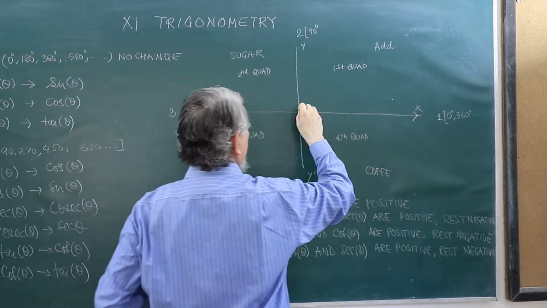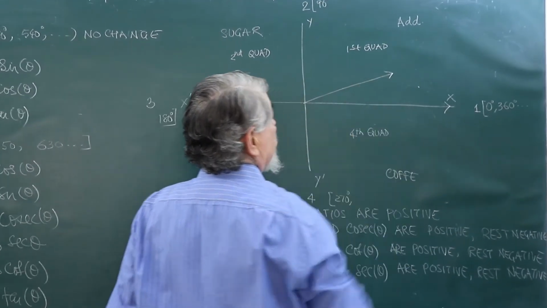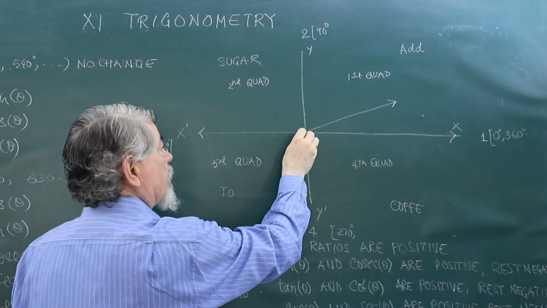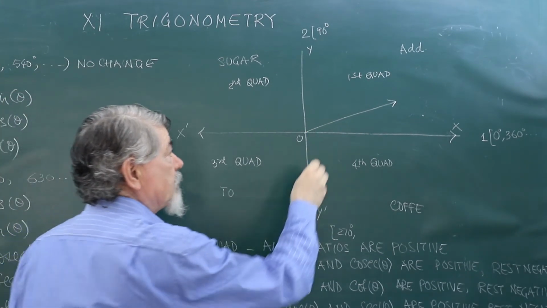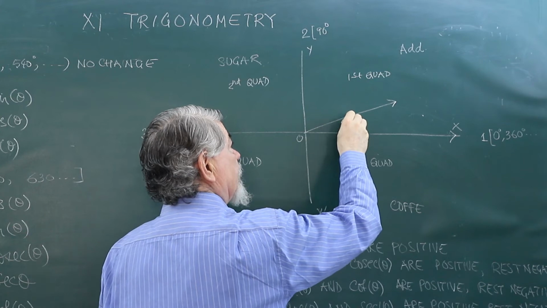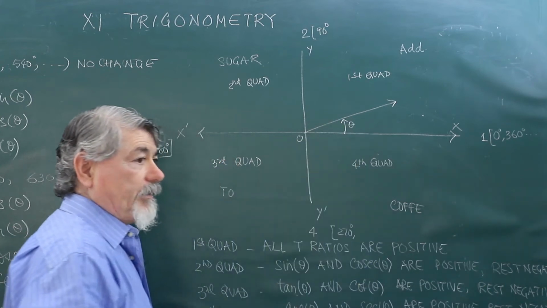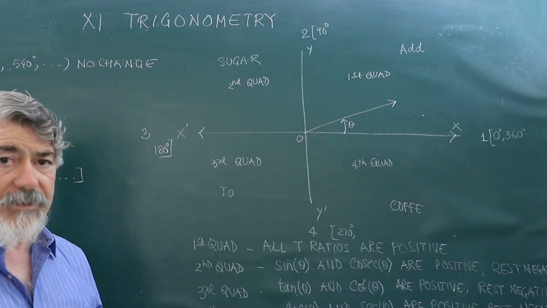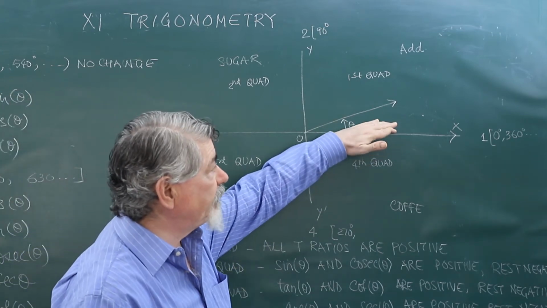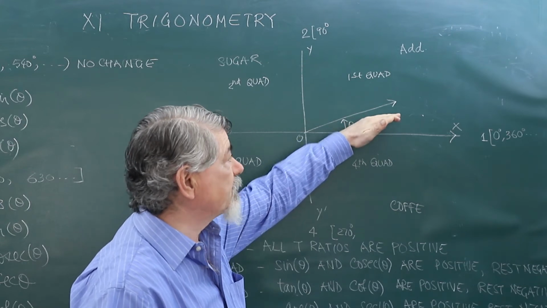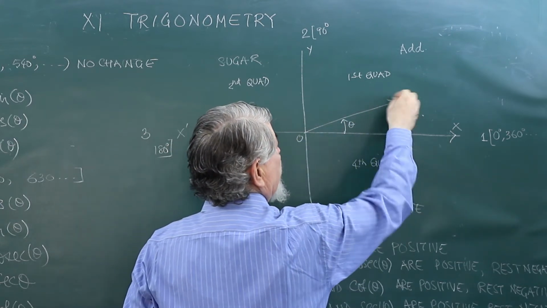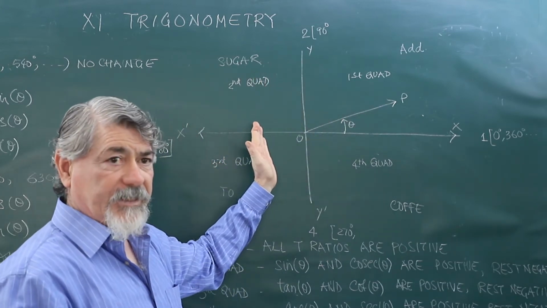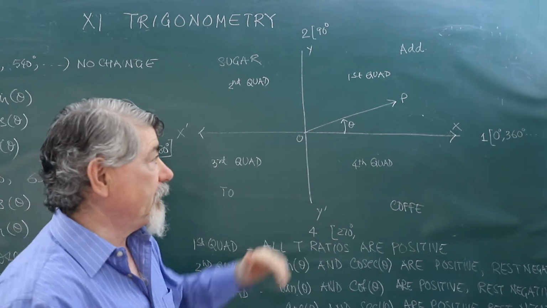Now, if there is a line, this is called a generator line starting from O. It is making an angle theta. The anti-clockwise direction is always the positive direction. When we move this line anti-clockwise, suppose I name it OP, generator line OP, if I move it in the anti-clockwise direction, the angle will be increasing.